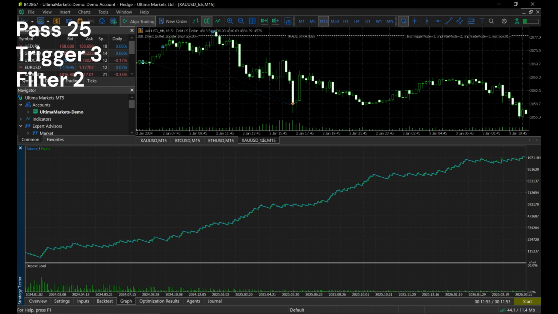We can also observe that the growth slope slightly accelerates toward the later part of the test period. This may indicate that the strategy performs well under different market volatility regimes. Overall, the equity curve shows a stable upward progression with controlled drawdowns, which is generally a positive sign when evaluating the robustness of a trading strategy. However, it's important to remember that backtest results alone are not sufficient.